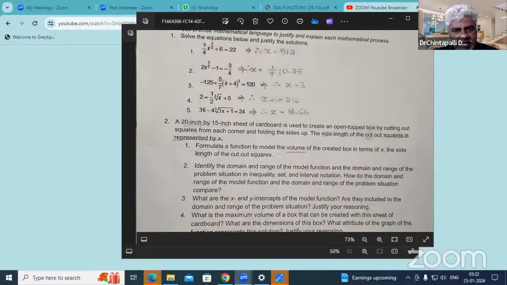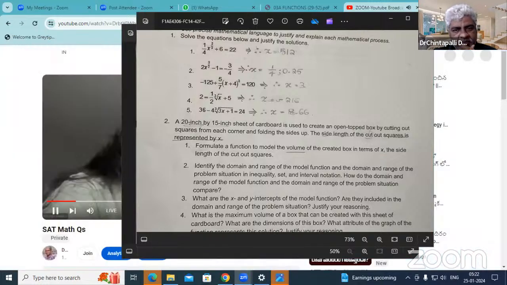Oh, so for the first one, if you check the first paper, sir, there's a worksheet where the second question says a 20-inch by 15-inch sheet of cardboard. There are two, sir, your screen is not shared. Screen is not shared. Okay, okay. Yes, sir, that one.